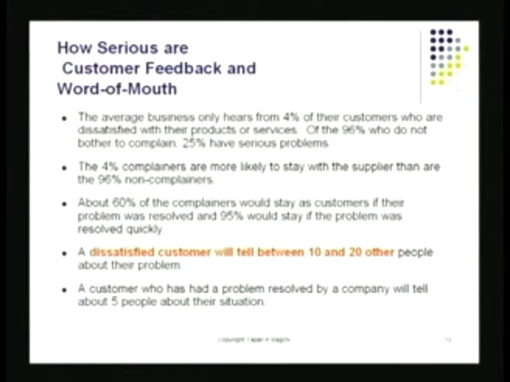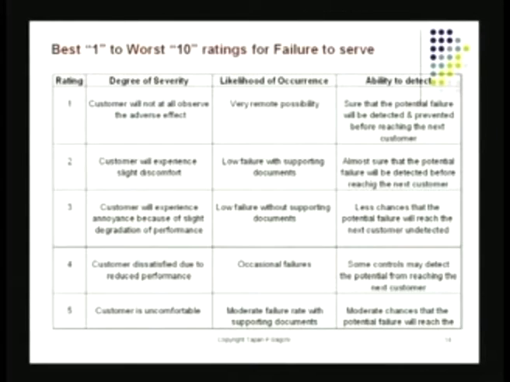And the customer who's actually got a problem will probably go around telling other people also, and that statistic's also there, and we can't really deny this. If you look at the ratings, these ratings go from 1 to 10, and the degree of severity with which a customer is going to complain about something. If severity is pretty low, which is like 1, then the customer will not at all observe there's a problem with it. And the likelihood of that particular complaint happening is very remote. That's also there.